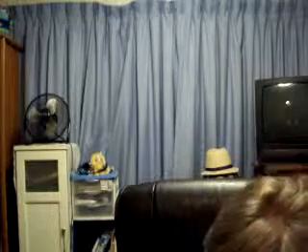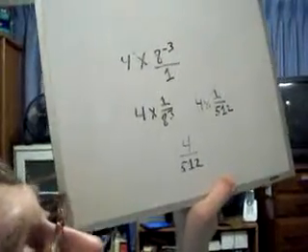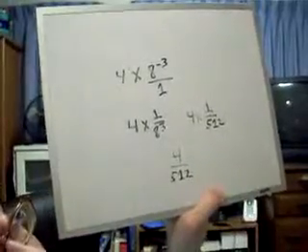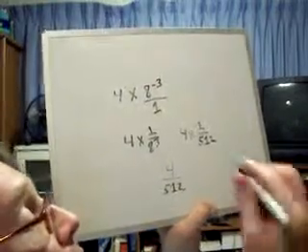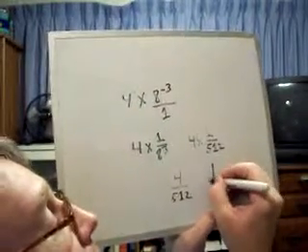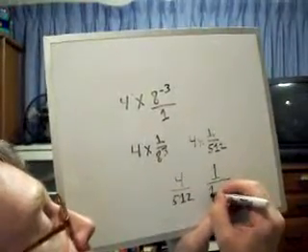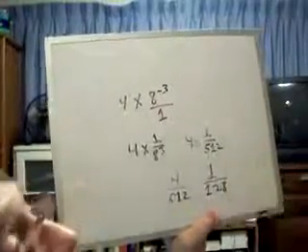Now we have 4 divided by 512. Well, guess what? We can divide both of these numbers by 4. When we divide both by 4, this one becomes 1, because 4 divided by 4 equals 1, and this becomes 128. So now you have the fraction 1 over 128.